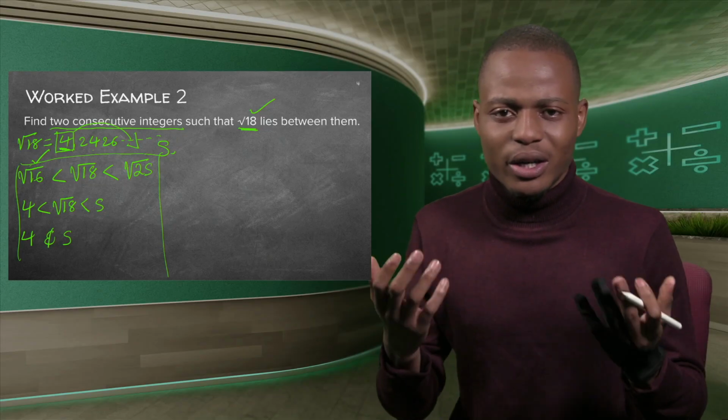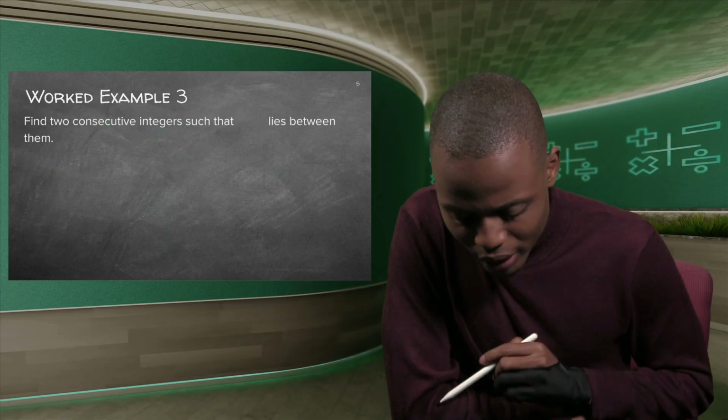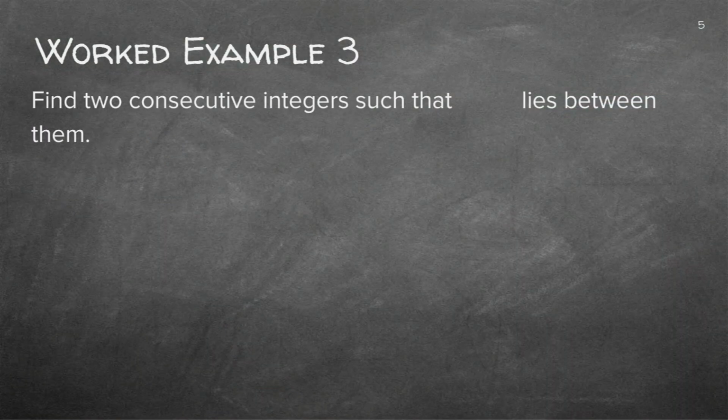Okay, so now let's do another question which we just think of on the spot. You can also try any values that you can think of. Today I want us to try the square root of a bigger number. So here it says find two consecutive integers such that, let's look at the square root of 50 now. We are looking for two consecutive integers such that the square root of 50 lies between them.